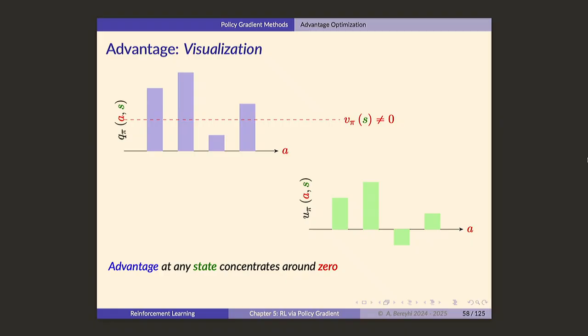So obviously, your advantage should always have some negative values as well. For some actions, it's negative. For some actions, it's positive. And they're going to add up to 0, average to 0. Everybody's clear? Questions?